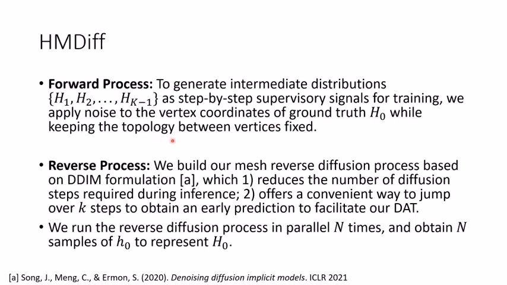Next, we build our mesh reverse diffusion process based on the DDIM formulation, which reduces the number of diffusion steps required during inference, and also offers a convenient way to jump over k steps to obtain an early prediction to facilitate our DAT. Using this mesh reverse diffusion process, we progressively denoise the input distribution HK into the target distribution H0. We run the reverse diffusion process in parallel n times and obtain n samples of H0 to represent the distribution.